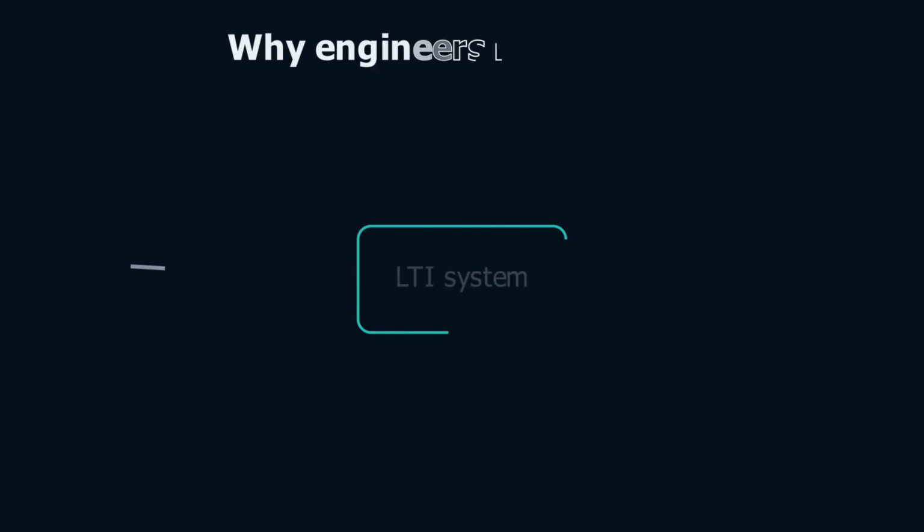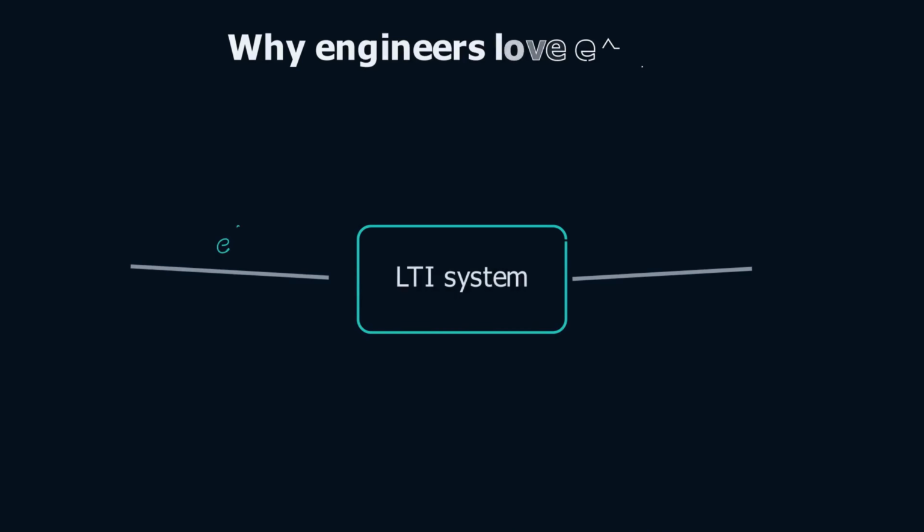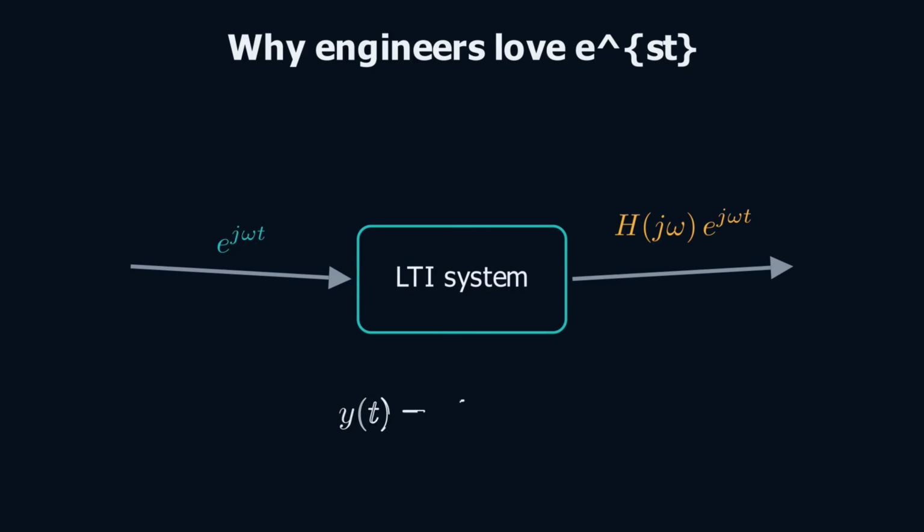Of all possible signals, why do we insist on building everything out of exponentials? Feed e to the j omega t into any linear time invariant system. Out comes the same exponential, merely scaled by a complex number H of j omega. Same frequency. Same shape. The system cannot change what the signal is, only how big and how shifted. Mathematicians call this an eigenfunction. Engineers call it the reason the whole subject works.